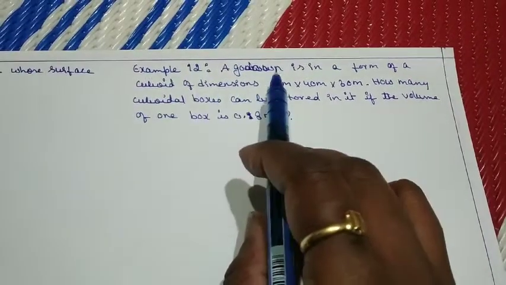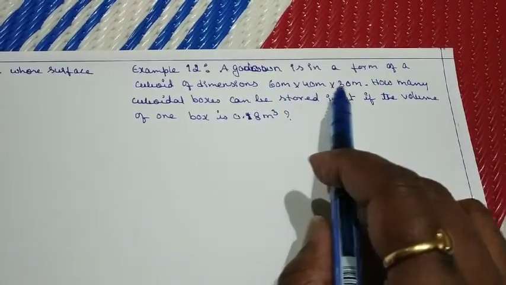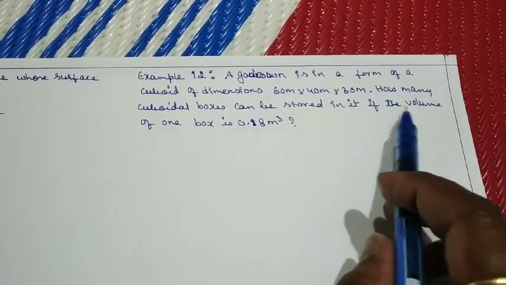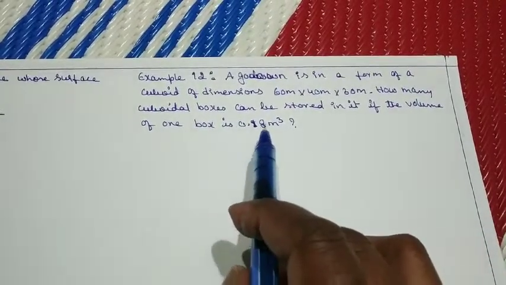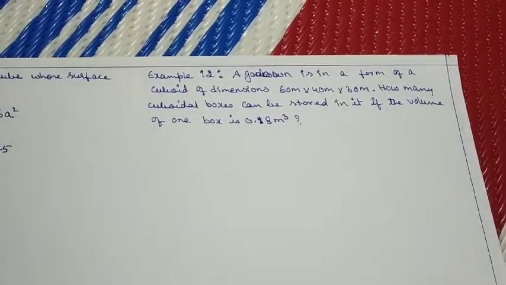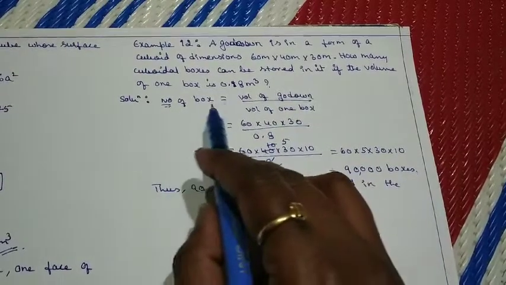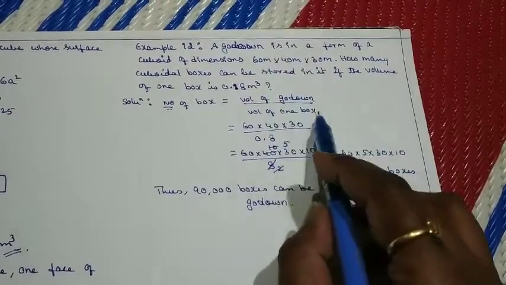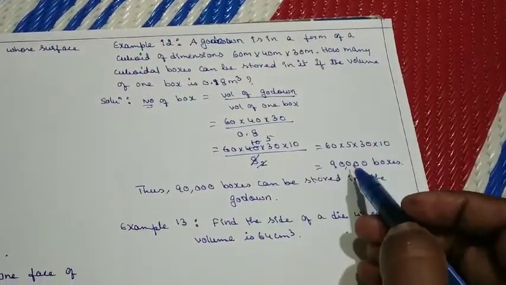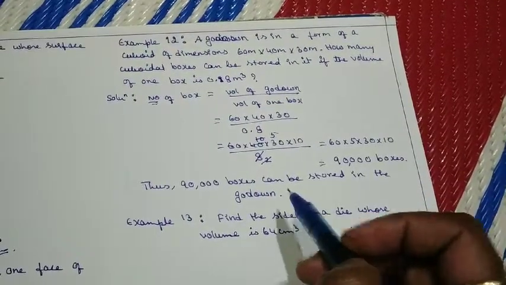Example 12. A garden is in the form of a cuboid of dimensions 60 meter, 40 meter, 30 meter. How many cuboidal boxes can be stored in it if the volume of one box is 0.8 meter cube? It's the same kind of question that we have solved in worksheet 5, that is question number 7. Number of boxes equal to volume of garden by volume of one box, substituting all the values. After simplification we get 90,000 boxes. Thus 90,000 boxes can be stored in the godown.